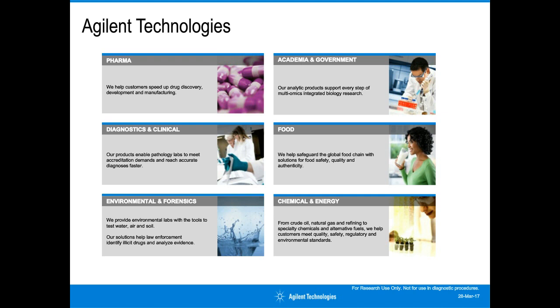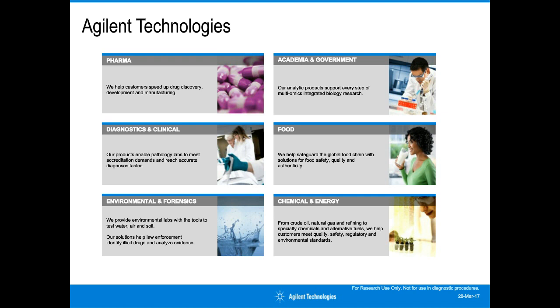Agilent works with customers in more than 100 countries, providing instruments, software services, and consumables for the entire laboratory workflow. The company employs about 12,000 people worldwide. This slide highlights only a few representative examples of solutions in each market. For example, pharma, diagnostics, clinical, as well as chemical and energy.